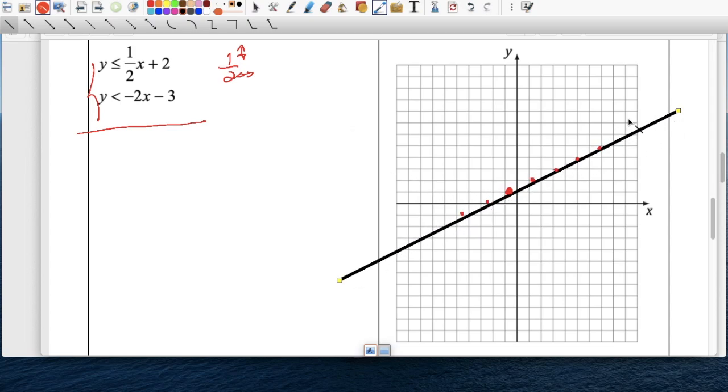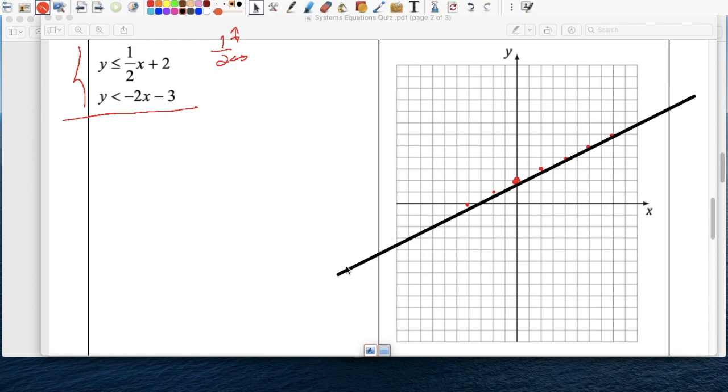We are going to connect right there. Ta-da, give it a name. y is less than or equal to half of x plus 2.